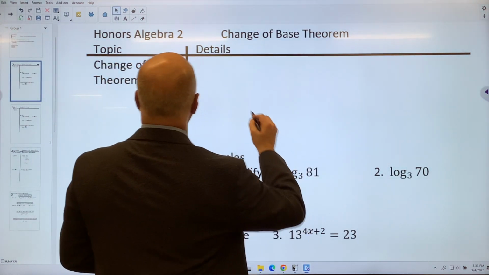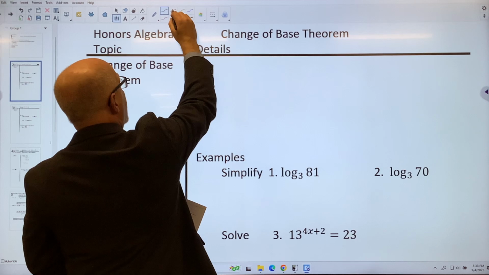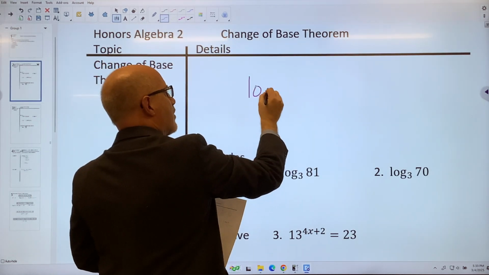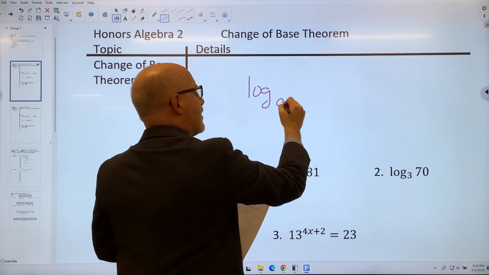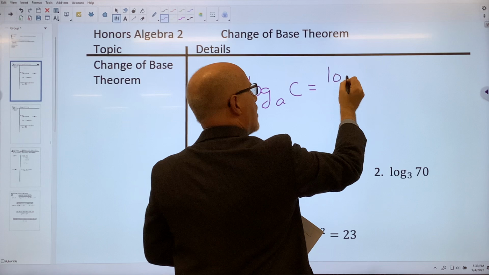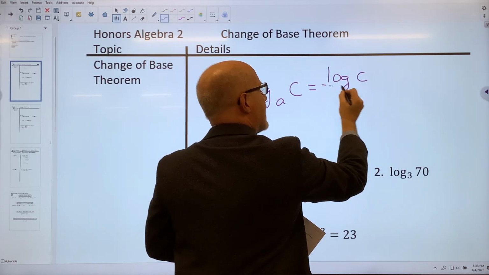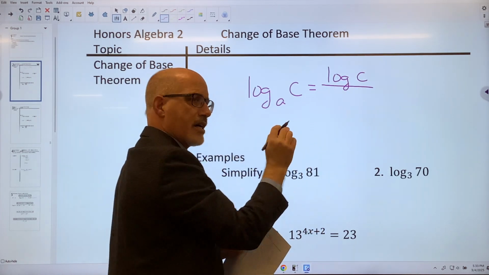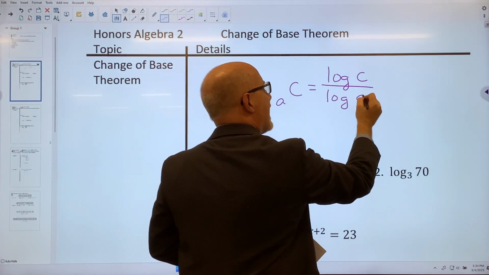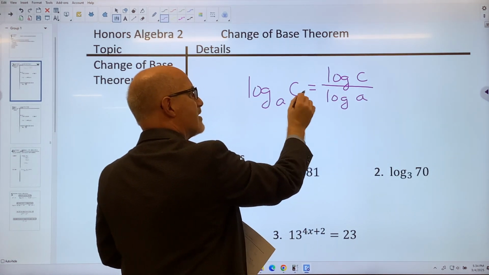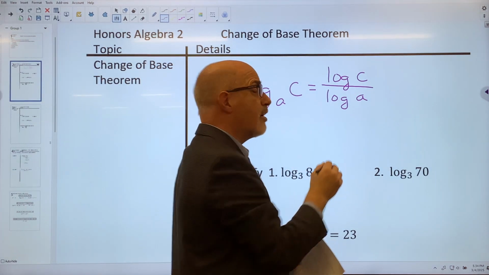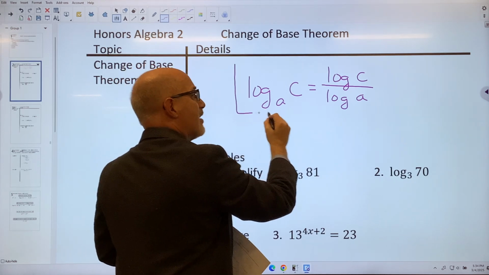So the change of base theorem is, if we have log base a of c, what it allows us to do is change the base to log of just the c. So just take the common log of c, but you've got to put it over the log of a. If you take the common log of the c, put it over the common log of the a, changing the base to base 10 here, it will give you the same value.